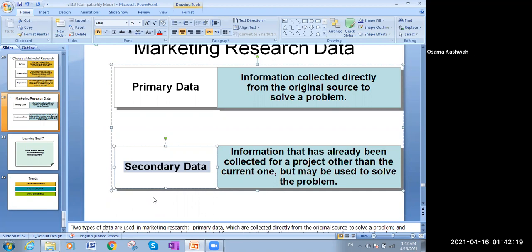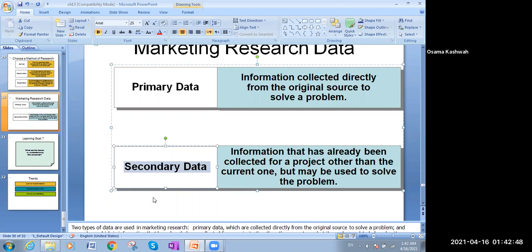then you will go for the questionnaire. You will make a questionnaire or a survey, and you will distribute it to the people. You ask them, if we made this detergent with the specifications, blah blah blah, would you be able to buy it? Or would you like to buy it? Yes or no? This we call primary data.